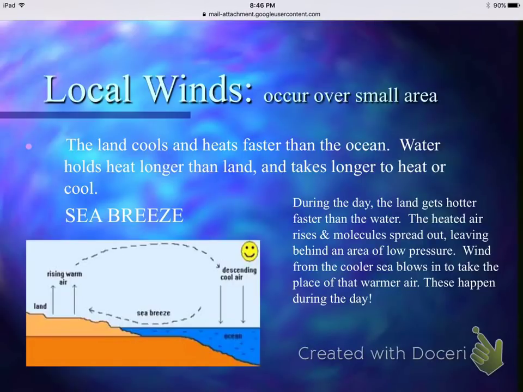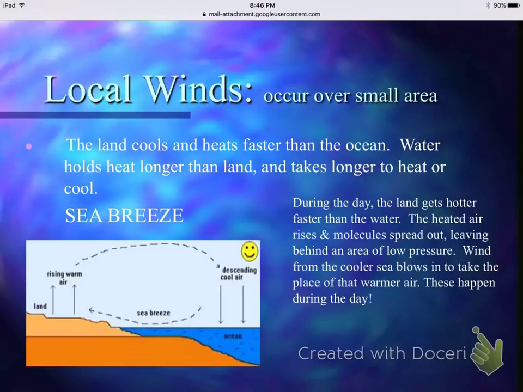This is where things get a little confusing, so try to stay with me. We have such things as local winds and global winds. Obviously, the difference between the word local and global. Local means areas nearby, and global means global, like across the globe, large areas.